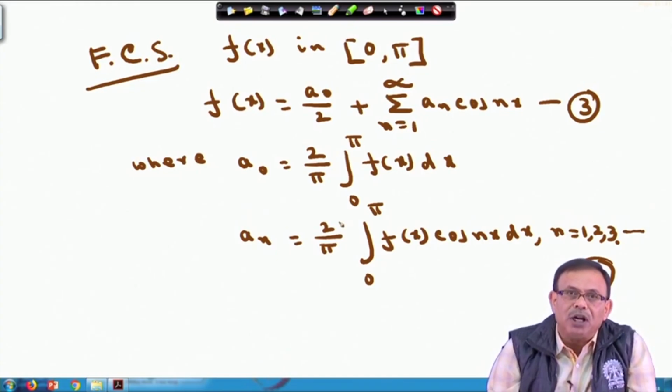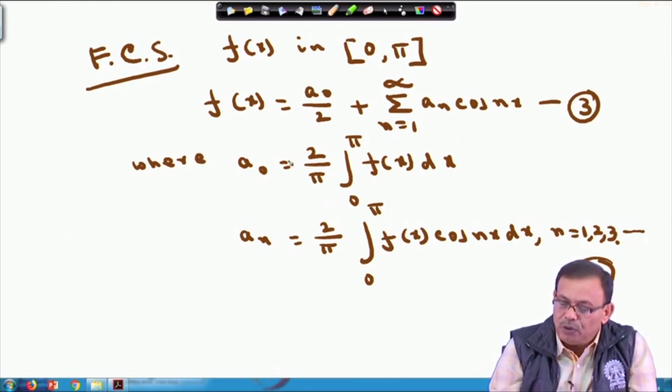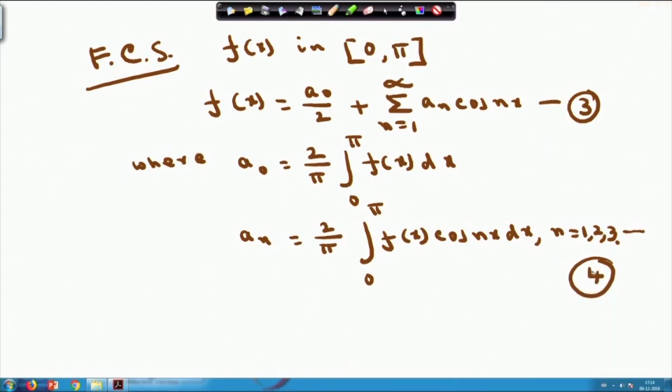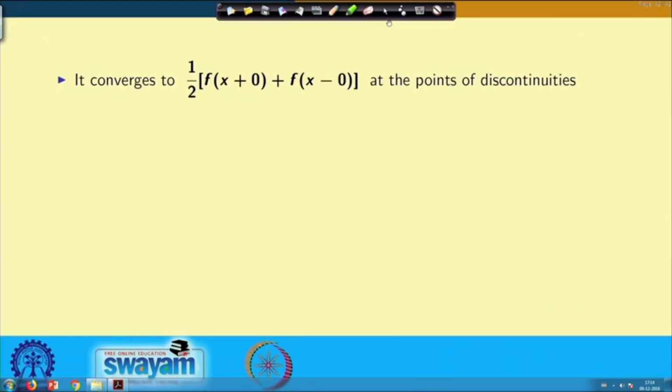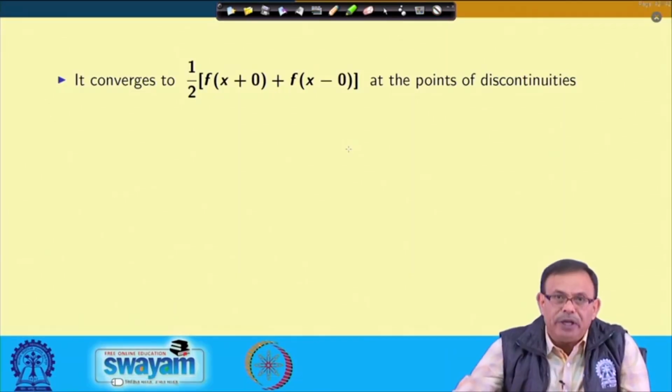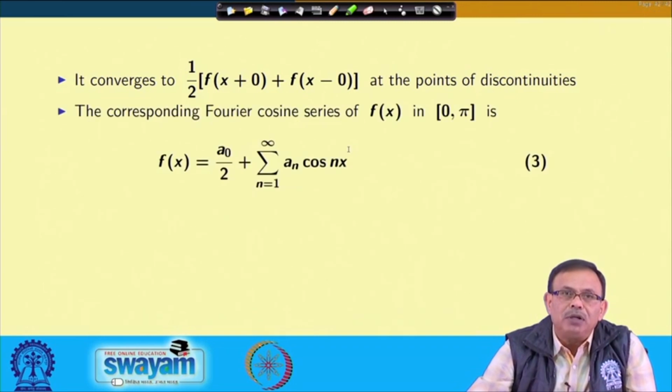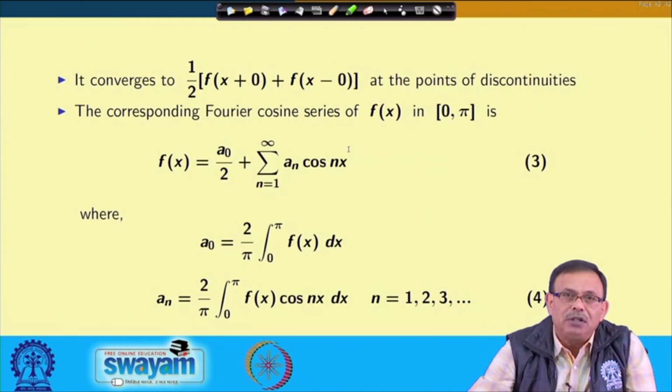So, Fourier cosine transform is defined by equation 3, where a naught and a n, the coefficients, are defined by equation 4. So, by this way, once I am writing this one, the corresponding Fourier cosine form is this, where a naught is this and a n is this.